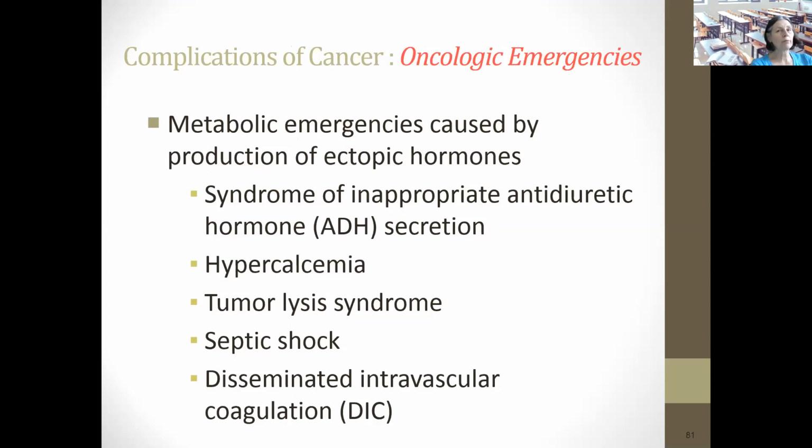SIADH, syndrome of inappropriate ADH. ADH causes you to not diurese. So if you're making a whole bunch of it, you're going to retain fluid and have a dropping urine output. Okay? Syndrome of inappropriate ADH. You've got too much ADH, antidiuretic hormone, so it's going to cause you to have less urine output and more fluid retention.